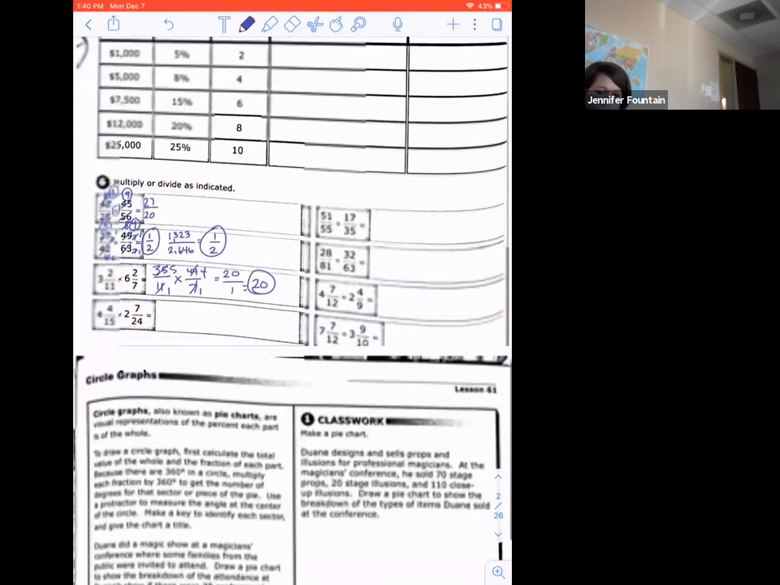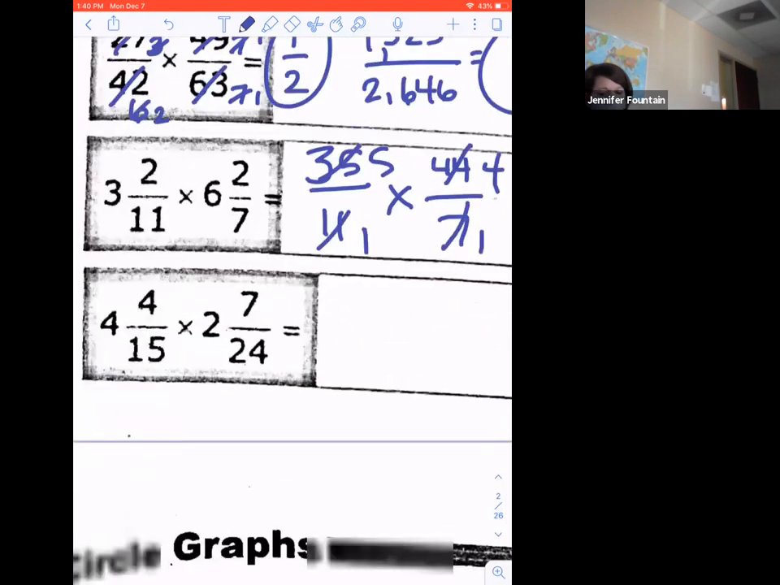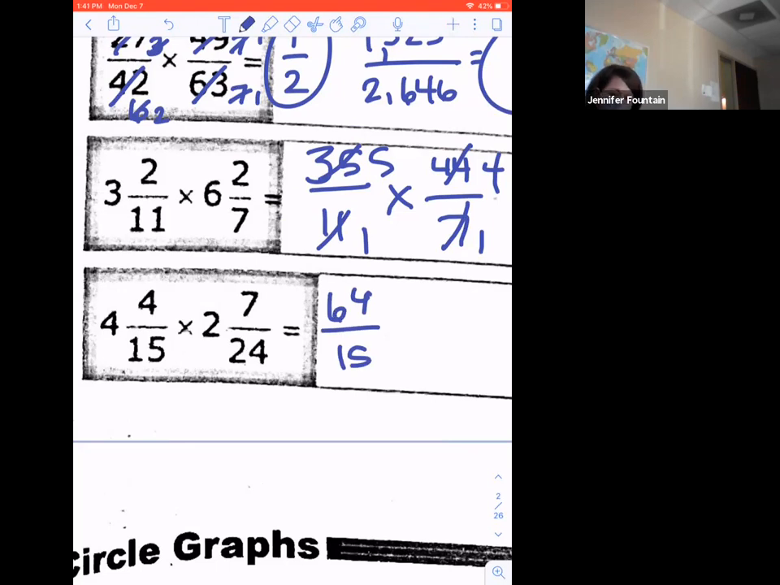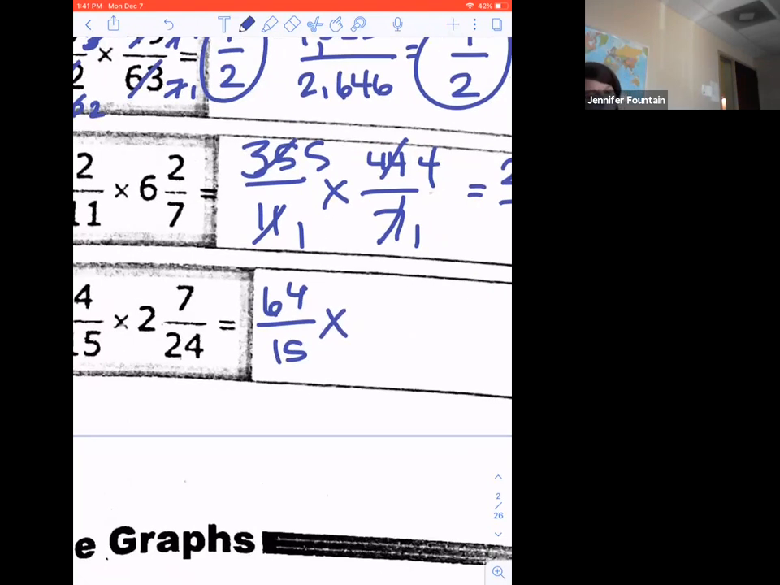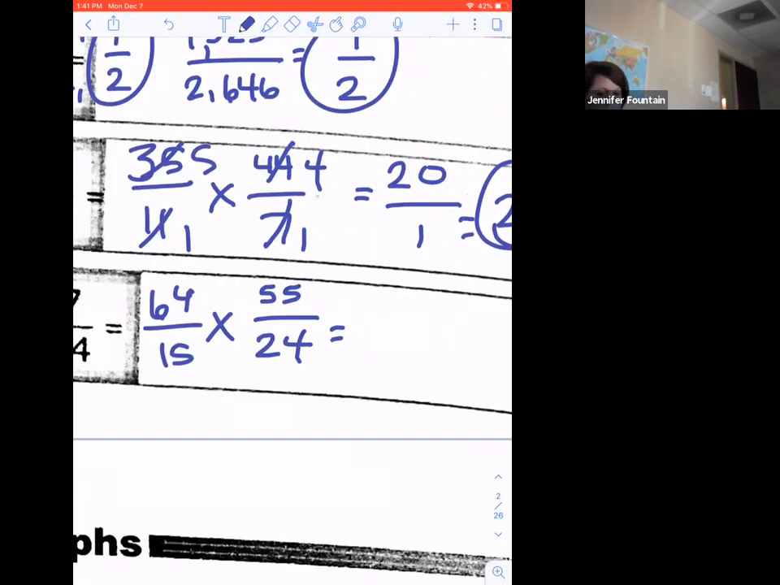All right, and then we have 4 4/15 times 2 7/24. Again, we're going to multiply. 15 times 4 is going to be 60. 60 plus 4 is 64 over 15. Oops, not equals, times. 24 times 2 is going to be 48. And 48 plus 7 is going to be 55 over 24. All right. We know that 8 times 8 is 64, so that's divisible by 8, and 8 times 3 is 24. 55 is divisible by 5, and that's 11, and 15 is divisible by 5, and that's 3.